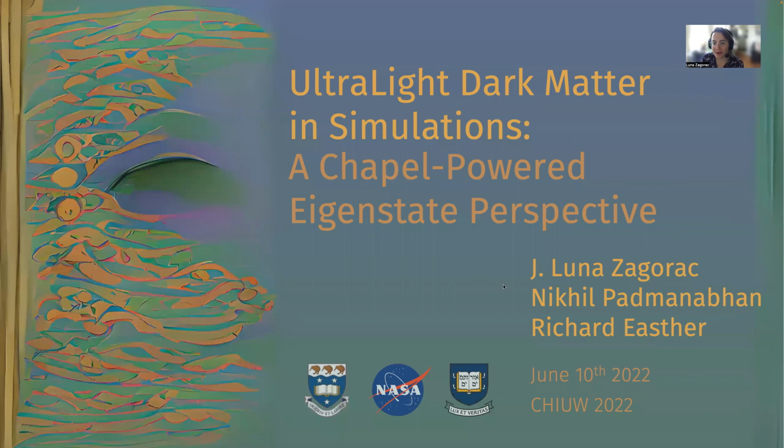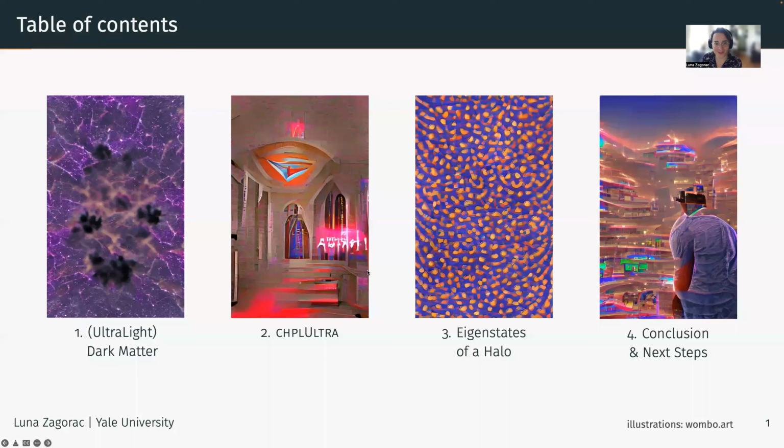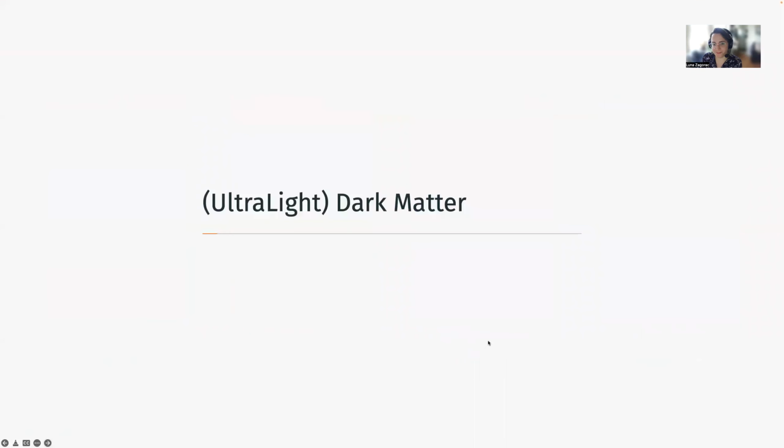My name is Dr. Luna Zagorac, and today I will be telling you about ultralight dark matter and simulations, a Chapel-powered eigenstate perspective. First, I will motivate what dark matter is, and in particular what ultralight dark matter is and why we care. Next, I will introduce our Chapel-powered ultralight dark matter solver, chplUltra. After that, I will tell you about how to calculate the eigenstates of a dark matter halo, what that means, and how that's powering our research, all with the help of Chapel. And finally, I will end on some conclusions and next steps.